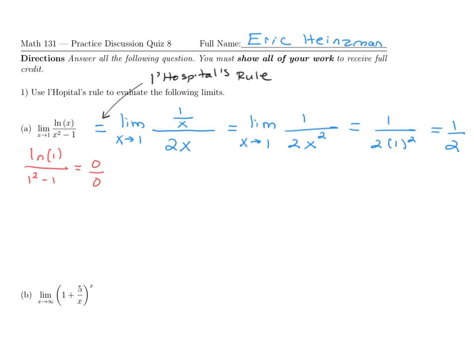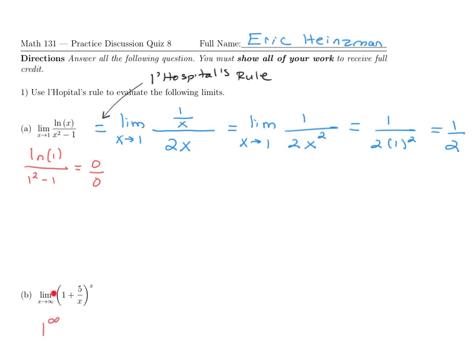Let's try to solve this limit in part B. This one is not written as a fraction, but it is still an indeterminate form. As x goes to infinity, this 5 over x goes to 0, so the whole thing inside the parentheses approaches 1, and the exponent goes to infinity as well. This is a 1 to the infinity indeterminate form.